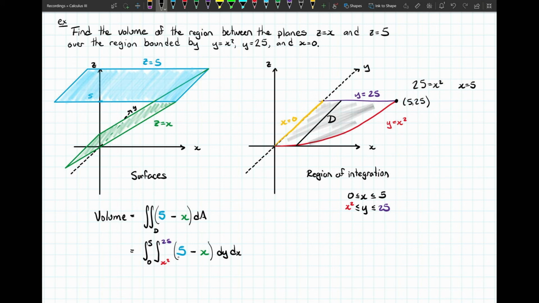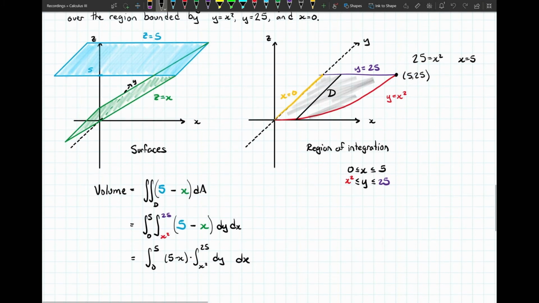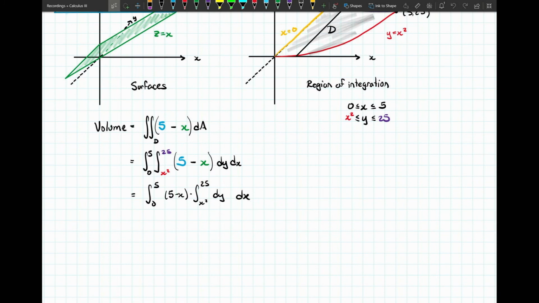Good news here is that 5 minus x is treated as a constant with respect to y, so we can actually move that out front of this first definite integral. Now we just need to look at the definite integral dy with respect to y, x squared to 25. The antiderivative is y, and we'll evaluate from x squared to 25, giving us 25 minus x squared. Now we need to look at the product of 5 minus x and 25 minus x squared, and that will again just give us a nice polynomial.